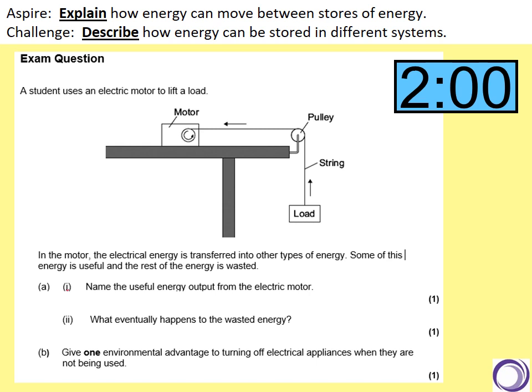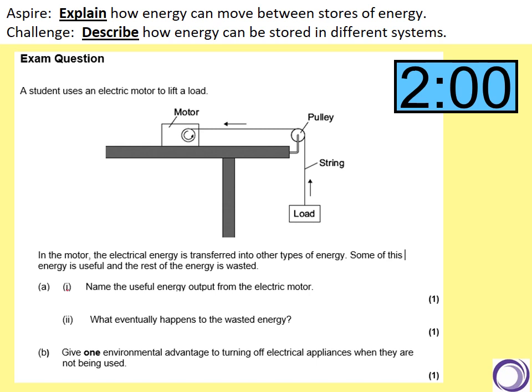Okay, exam question then. So we've got a motor, and the motor turns and the string gets wrapped around it. It gets shorter, lifts up the load. So the question is asking you to name the useful energy output from the electric motor. So it wants the energy store that you want to happen in this setup.